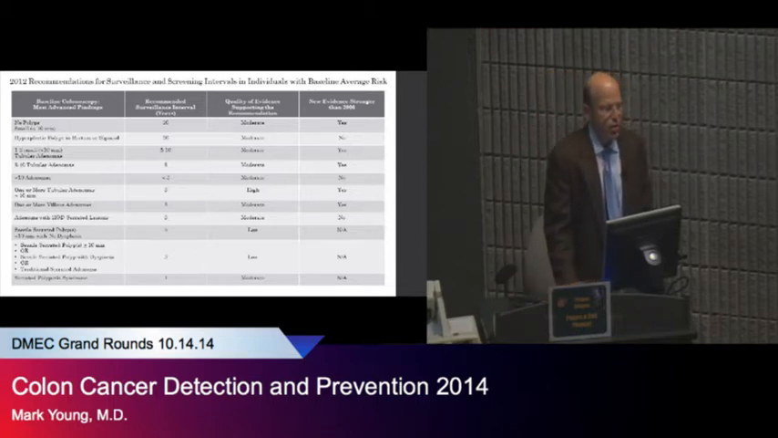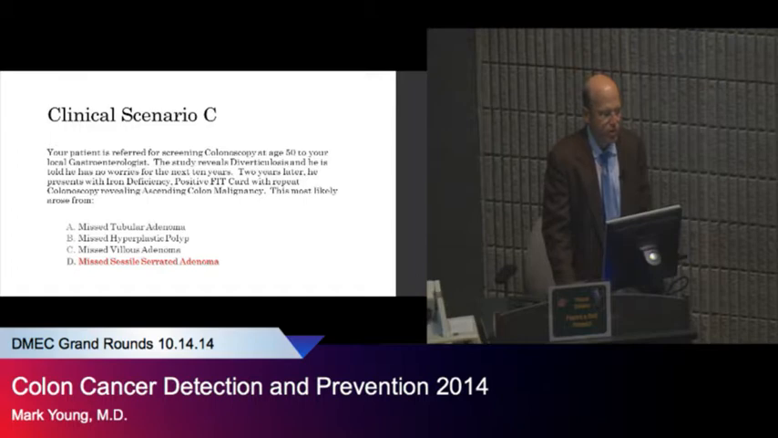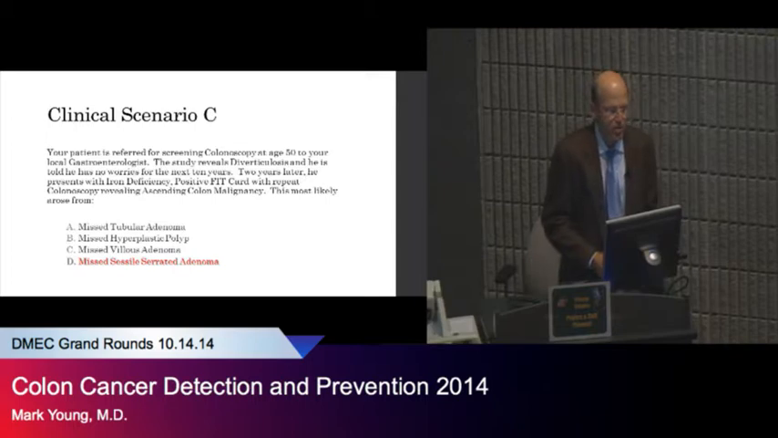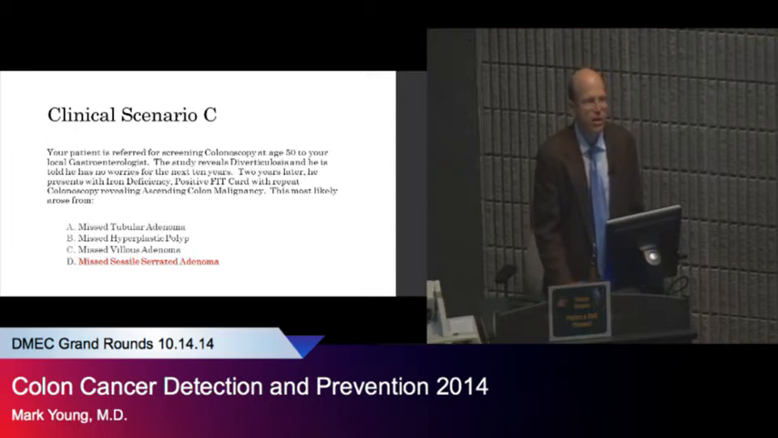3 to 10 tubular adenomas is 3 years. Greater than 10 adenomas is less than 3 years. A tubular adenoma greater than a centimeter is 3 years. One or more villous adenomas is 3 years. Adenoma with high-grade dysplasia and a serrated lesion is 3 years. And sessile serrated polyps greater than a centimeter or with dysplasia or traditional serrated adenoma are all 3 years. So you can see if you fall into a category of having a sessile serrated adenoma, you go to a 3-year screening interval. So the answer to our question is this patient most likely had a missed sessile serrated adenoma by the endoscopist that was performing the study.